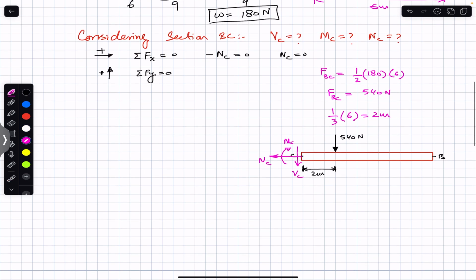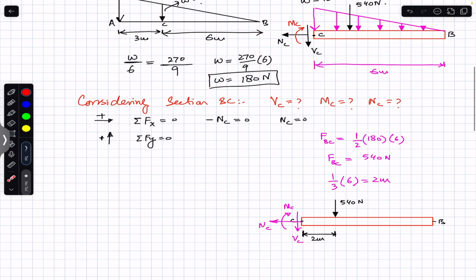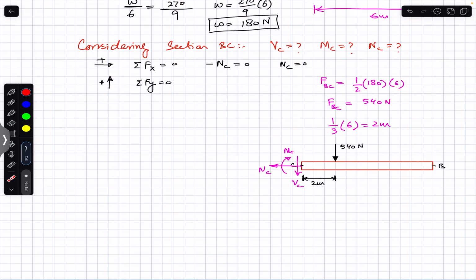Before going to apply these equilibrium conditions, always convert the distributed load into its concentrated resultant load and find the location of that concentrated load. Then the sum of the forces in Y will be equal to, so this VC is in the downward direction, which is in the negative Y, so we will write minus VC minus that 540 Newton force, which is acting in the downward direction, that is in the negative direction. So minus 540, this is equal to 0.